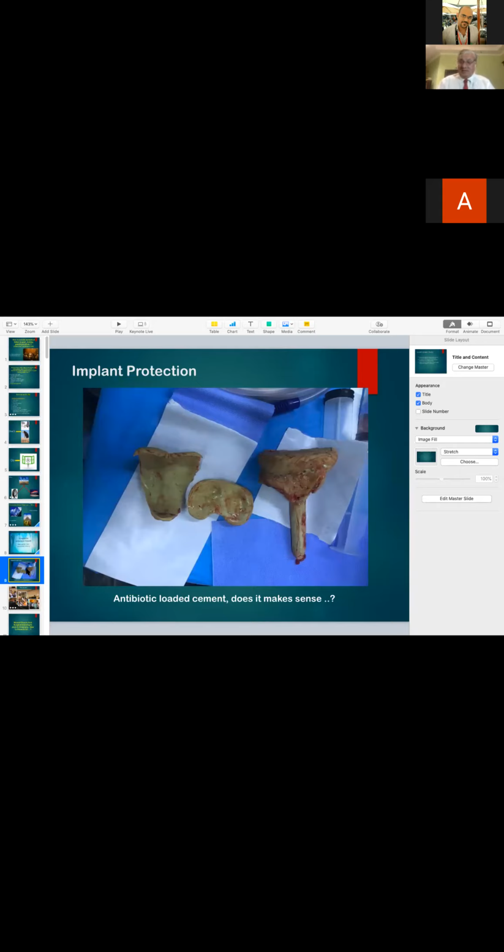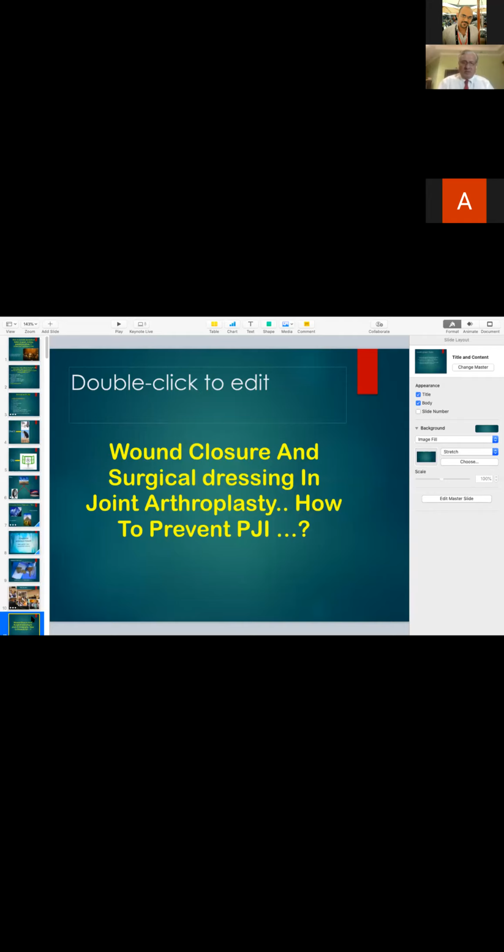Antibiotic-loaded cement took a great part of our series of lectures, and we reached the recommendations of the ICM, which was held in Philadelphia after a lot of discussion. We also talked about types of wound closure and surgical dressing for the patient going to total knee replacement, primary and revision.